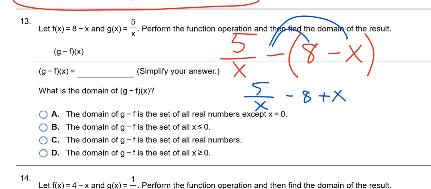Now look through here. I see the denominator right there. So what is the blue number I cannot put in place? That's right. 5 over 0 would not be possible. That's why.